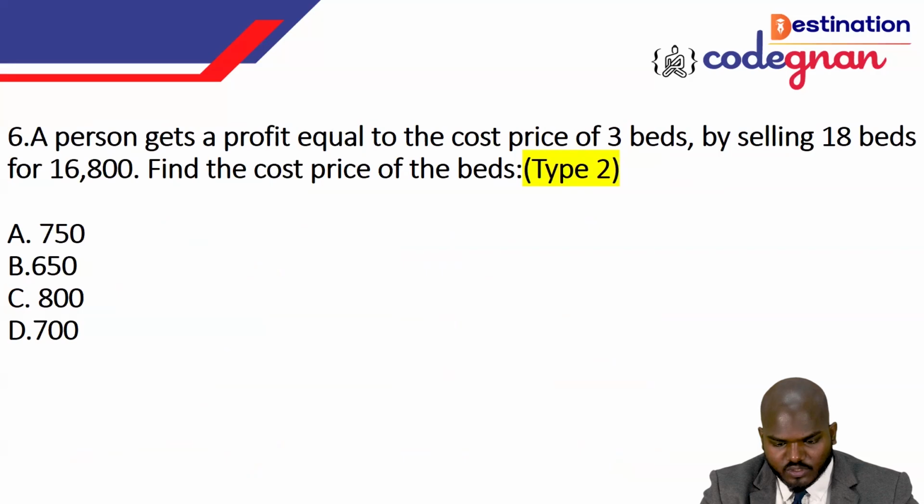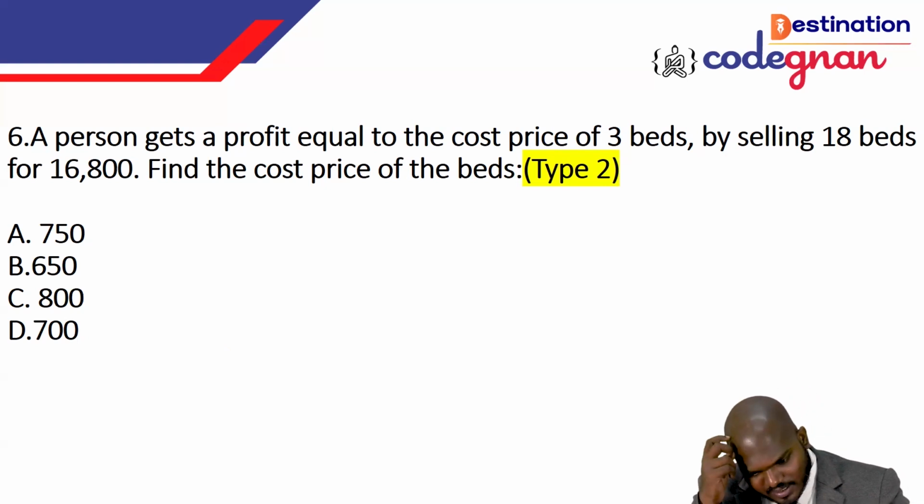Type 2 is a very important parameter, which covers most of the different topics you deal with, like cost price and selling price. Very rarely will discount come. If it does, then they will mention various types of parameters. So the question: a person gets a profit equal to the cost price of 3 beds by selling 18 beds for 1600. Find the cost price of one bed.